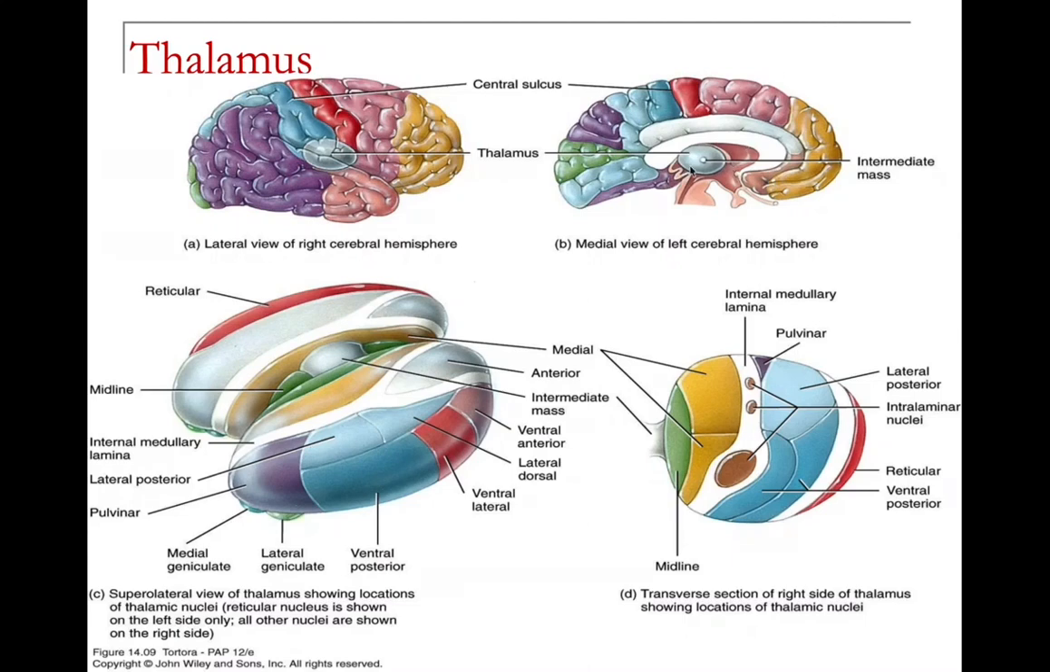So this just lets you see where you've actually got the thalamus inside the brain. So these are deeper in. And this is all of those different nuclei that you have in there.